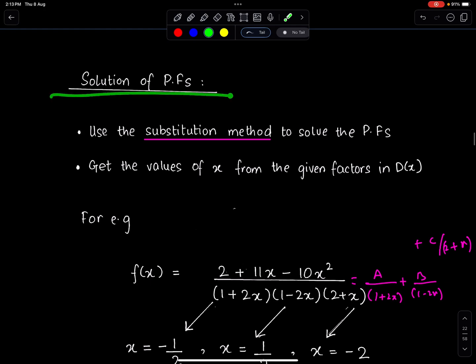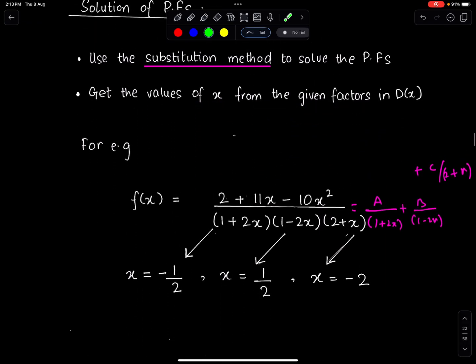Solutions of partial fractions. We use substitution method to solve partial fractions, and we get the values of x for substitution from the given factors in denominator. Let's understand this concept with the help of this example. In this example, we have three factors in denominator. So this fraction can be split into three fractions.